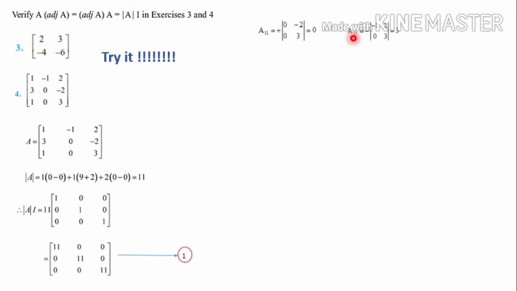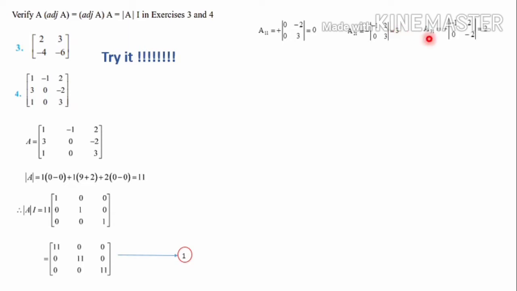Next is A21. A21 is second row first element, which is 3. So that row and column is gone. Balance is minus 1, 2, 0, 3. It is written here. Minus sign is outside because 2 plus 1 is 3, an odd number. So when you go for the calculation, minus 1 into 3 is minus 3, minus 0. So minus 3. Again outside there is a minus, so minus minus is plus, the answer is 3.